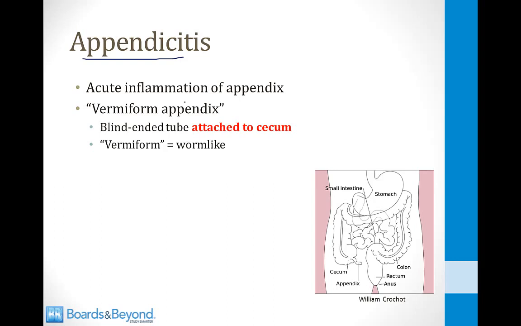So appendicitis is acute inflammation of the appendix, and recall that the appendix is a blind-ended tube that's attached to the cecum. If you look at this picture on the screen, this is the cecum here at the beginning of the large intestine, and the appendix is this tube that comes off the cecum. It's often called the vermiform appendix, and the word vermiform means worm-like, and that's because it looks like a little worm attached to the cecum.